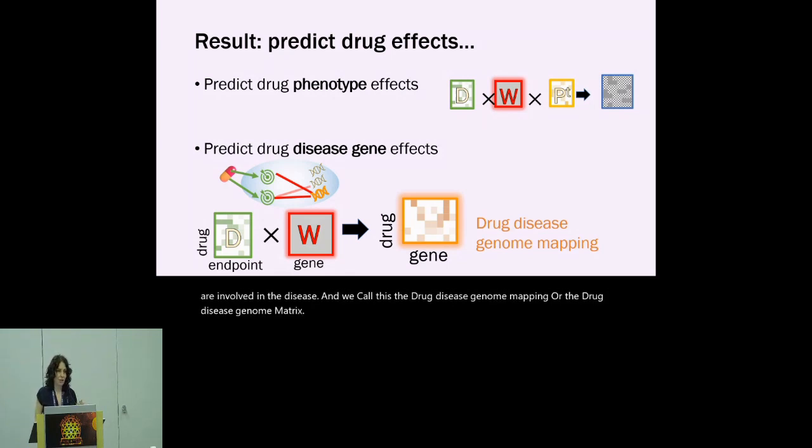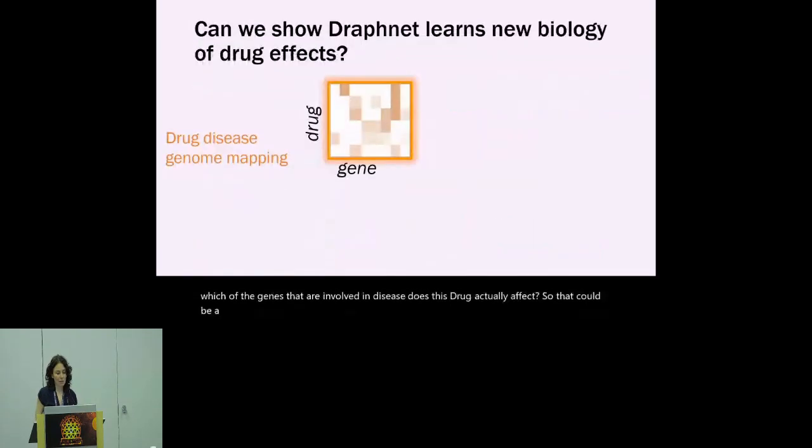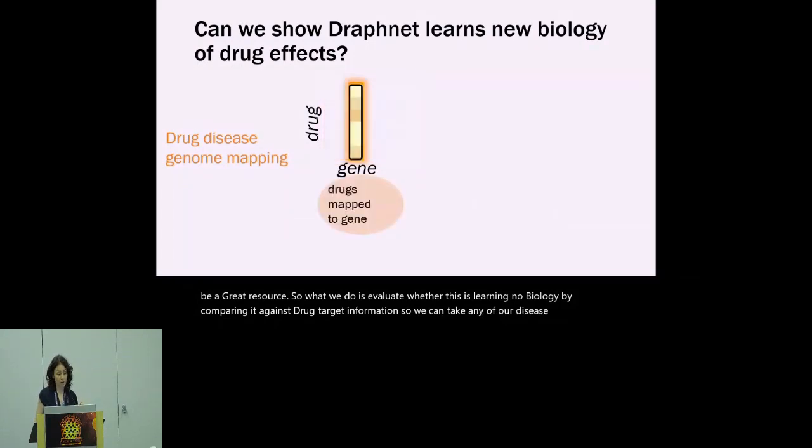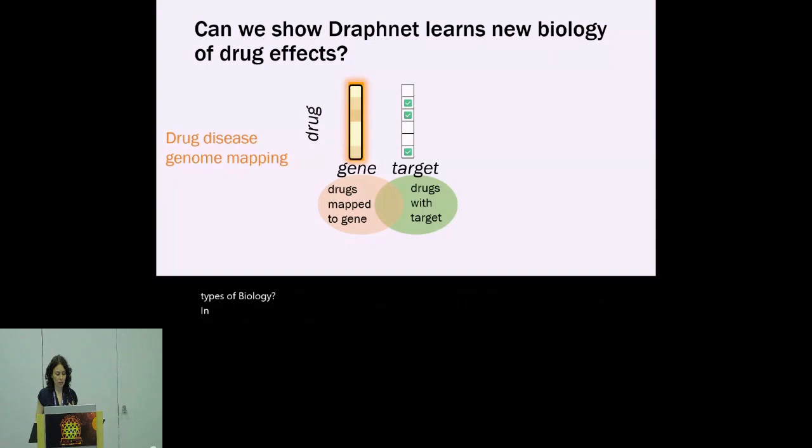So the next question, of course, is, are we actually learning something reasonable? Because if so, I think that's kind of exciting. We could look up any drug we're interested in and say, which of the genes that are involved in disease does this drug actually affect? So that could be a great resource. So what we do is evaluate whether this is learning new biology by comparing it against drug target information. So we can take any of our disease genes and say, which drugs affect that disease gene? And then we can say, do those drugs share other types of biology in common, such as drug target information?